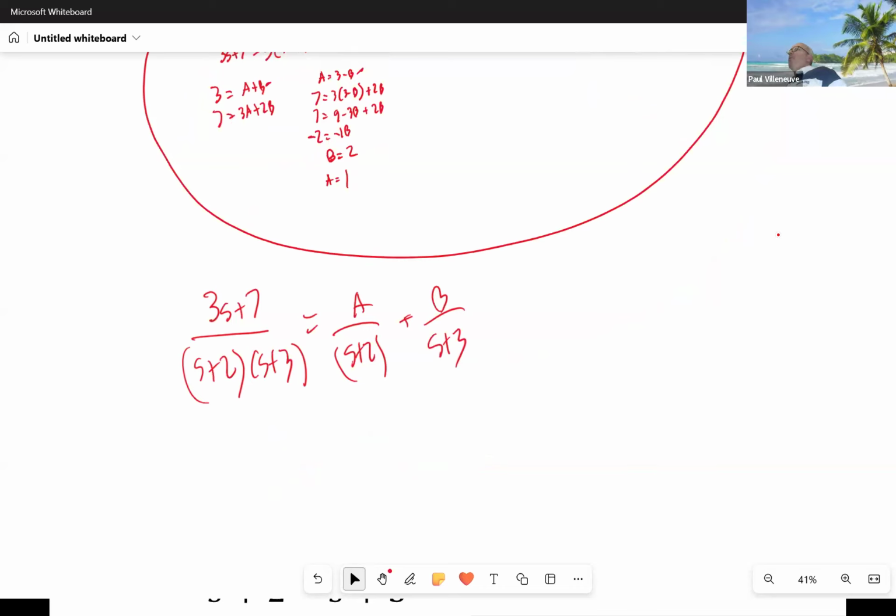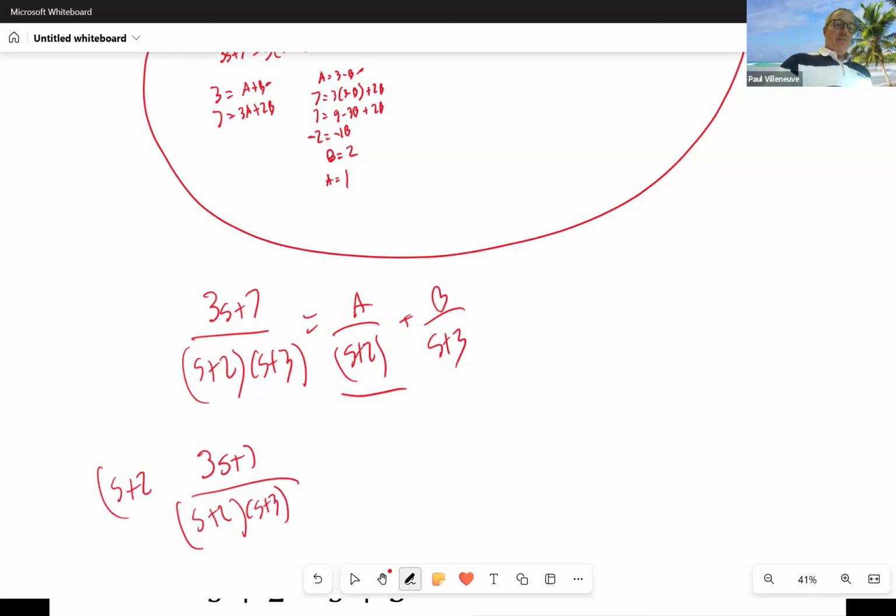So let me multiply both sides of this expression by whatever is under the A term. Okay? So 3s plus 7 all over s plus 2 times s plus 3. And I'm going to multiply that by what is under the A term. So I better do that on the other side.